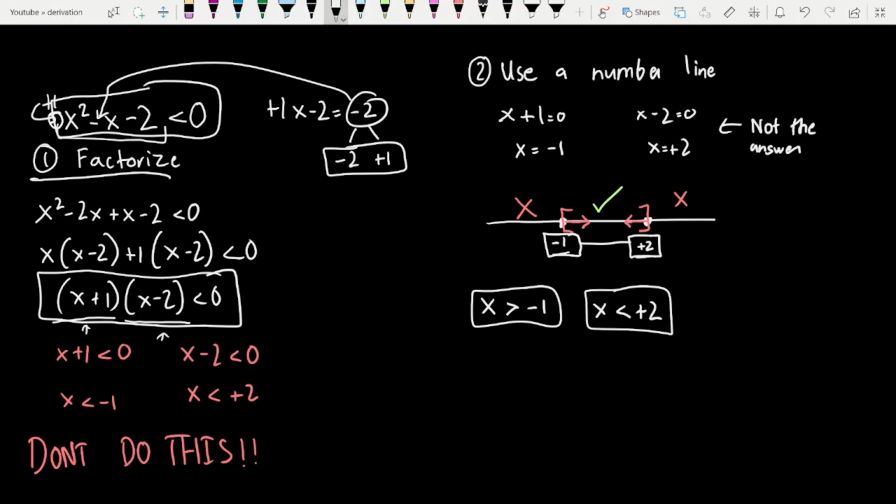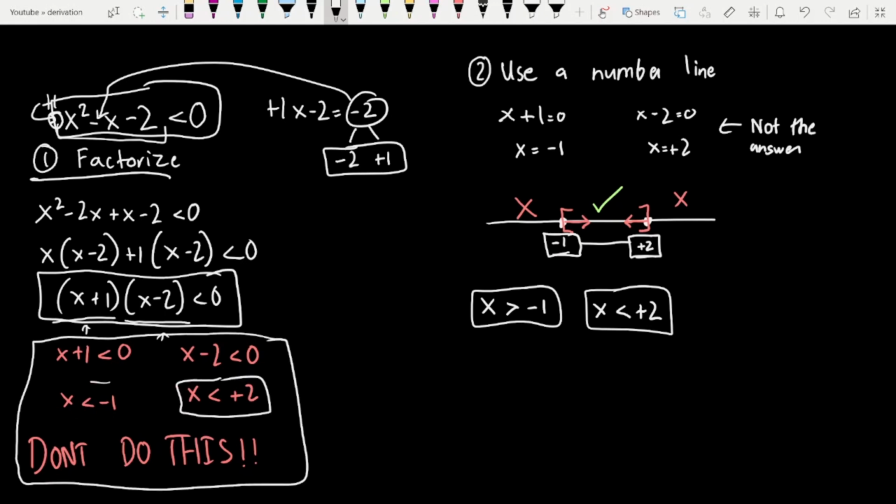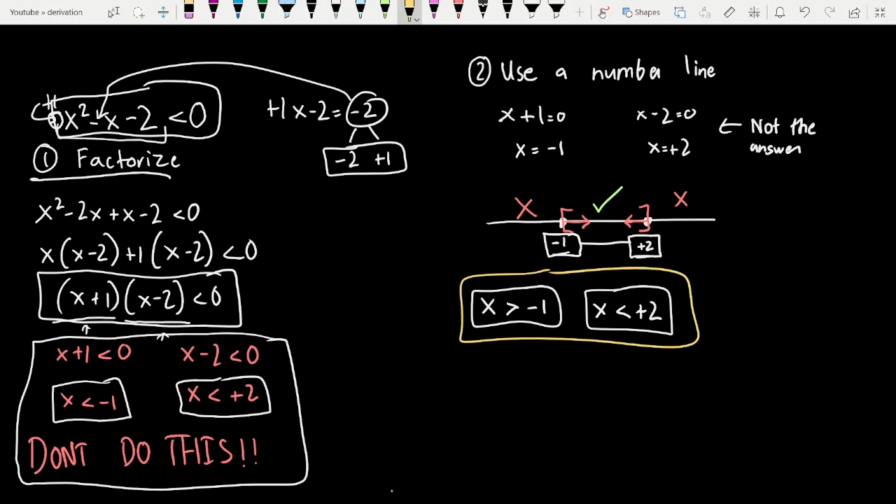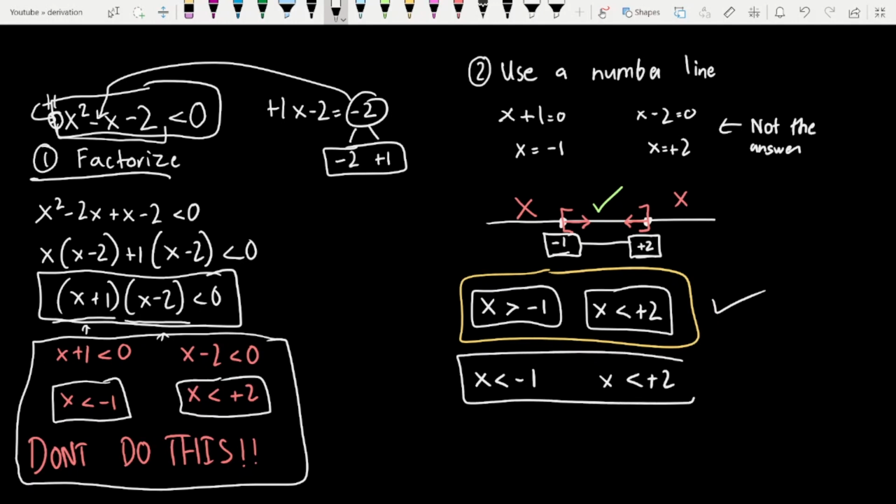Now, any of you who made this mistake at this step, where one of your answers was x is less than positive 2 and x is less than minus 1, you can clearly see your answer does not match the correct answer over here. So the correct answer is this, and this thing is the wrong answer. What this means is that x is less than minus 1 and x is less than positive 2. On our number line, that would mean less than positive 2 and less than negative 1. But we clearly found out that this region gives us wrong answers. So this is actually wrong. Do not make this mistake.